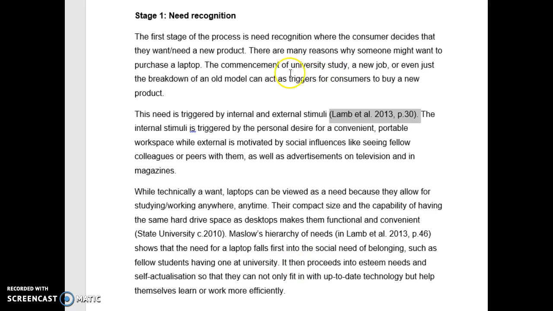So the first paragraph identifies some of the reasons or the problems or things that might cause them to do that, then it brings in the theory to explain the internal and external stimuli related to triggering needs, and then expands on this by going into a little bit more detail of what a want and a need is, and brings in Maslow's hierarchy to do that, and also some extra research from the State University to back up their thinking as well. So I hope that this gives you a bit of an understanding about the sorts of things that we're looking for, and also shows you how you can incorporate that into your writing.